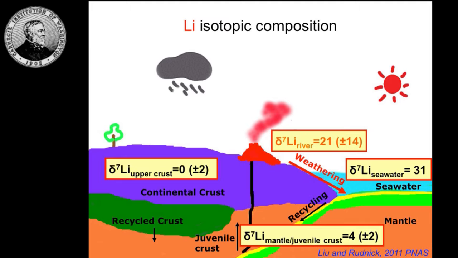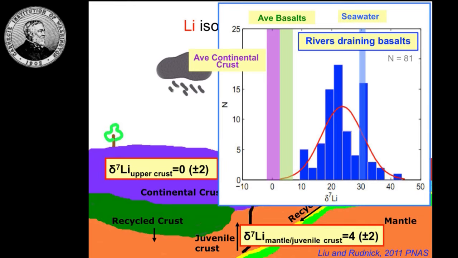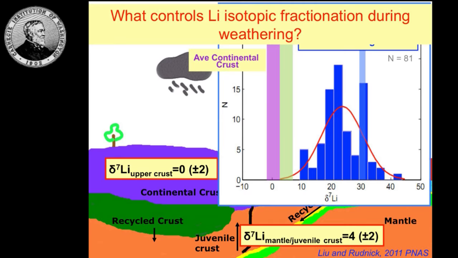So if you haven't looked at this, I want to show you a more pronounced histogram. The problem here is we have average upper continental crust, very homogeneous, average basalt, relatively homogeneous. Oh, boom, you see there is a huge variation for rivers even only draining basalt. It's a single lithology, small river. They have like 30 per mil fractionation, right? It's one of the big questions that motivate my study: what controls lithium isotopic fractionation during weathering? Why do the rivers have such a wide variation in isotopic composition, right?